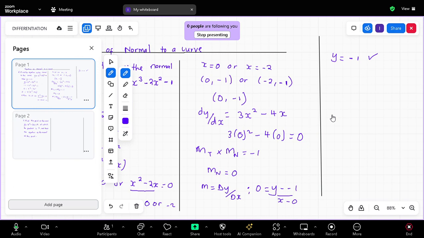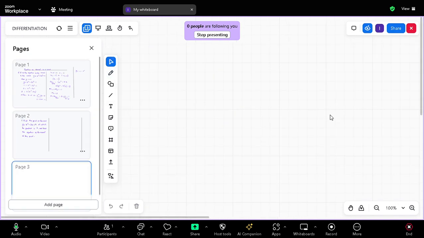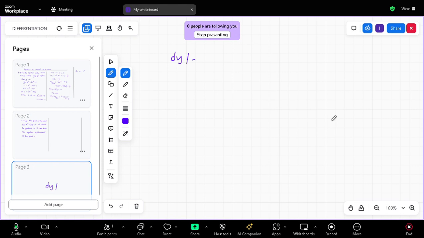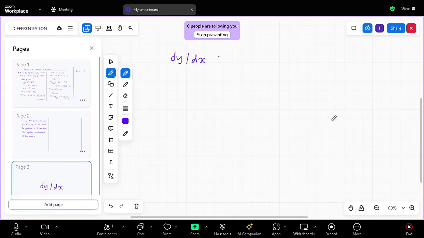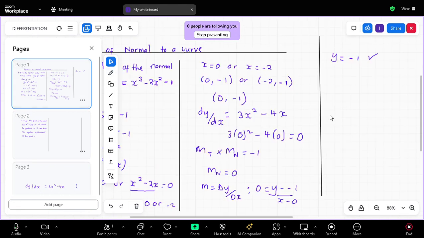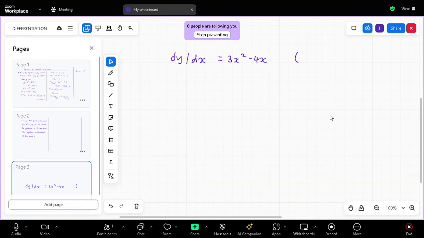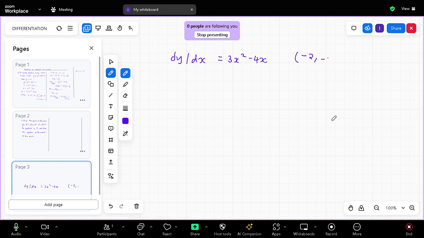The gradient function dy/dx, we already obtained it as 3x squared minus 4x. So that is the gradient function. Now the point that we are going to use to substitute in the gradient function is the coordinate (-2, -1). We are going to use this coordinate to find the second equation. The point is (-2, -1).